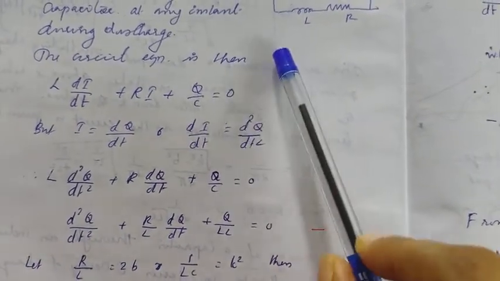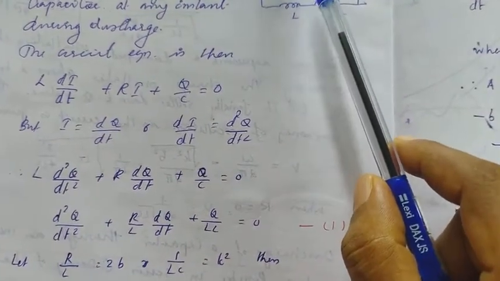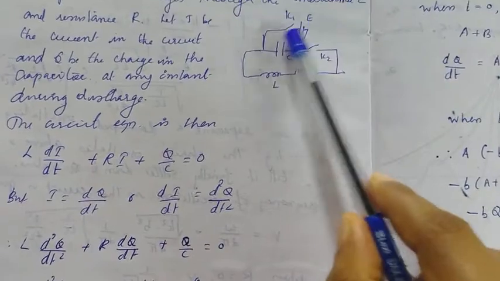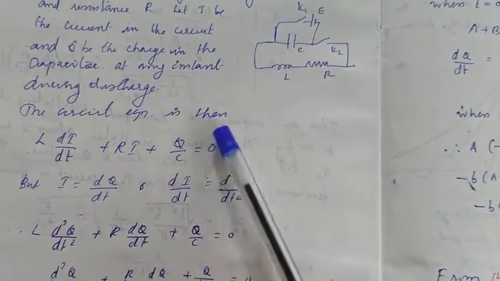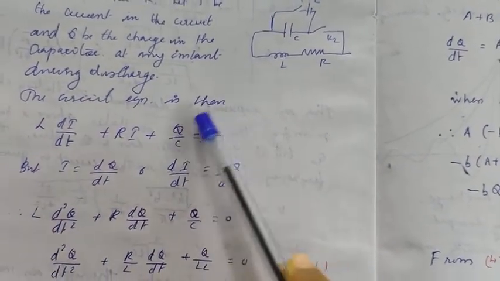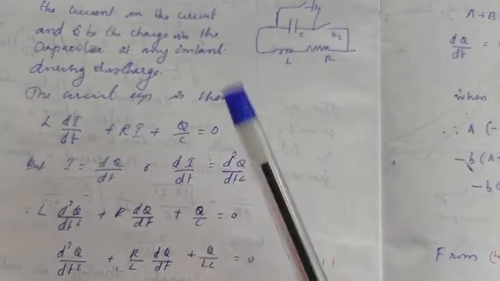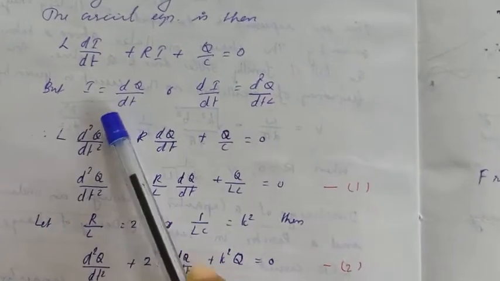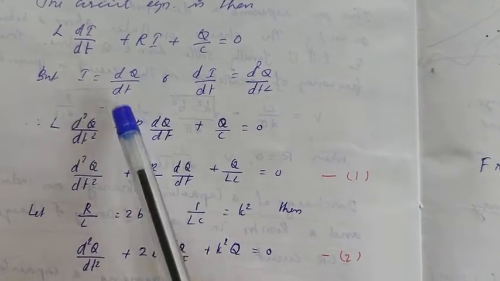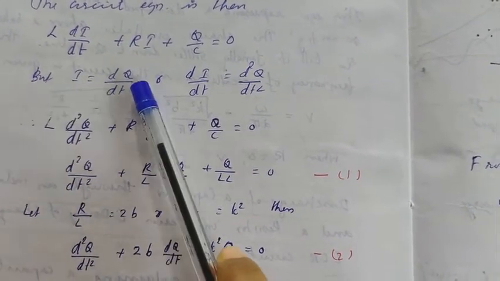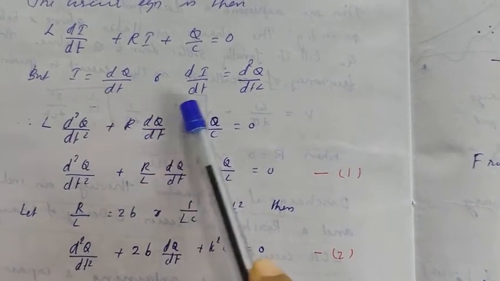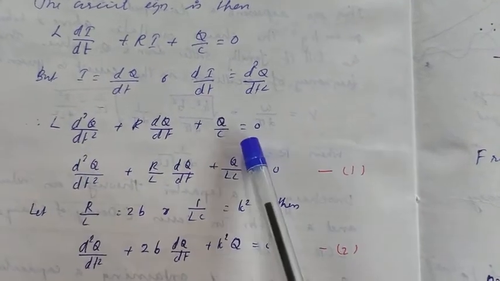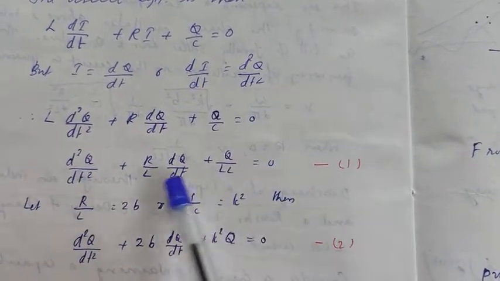It is equal to 0 because we have now removed the cell, so the applied EMF will be 0. So this equation will become like this. And as in the previous case, we substitute I is equal to dq by dt. This is the current, the rate of charge flow per unit time. So di by dt is d square q by dt square, and this equation will become like this. And these terms are rearranged like this.